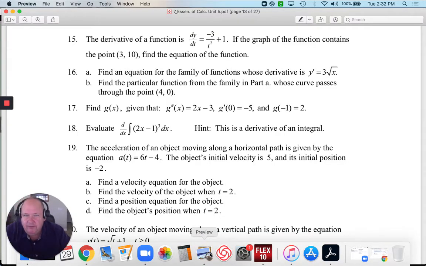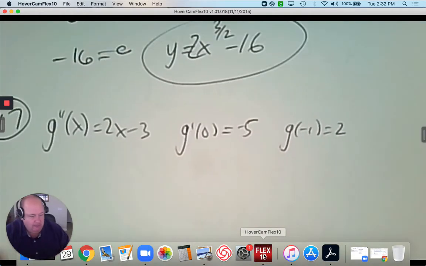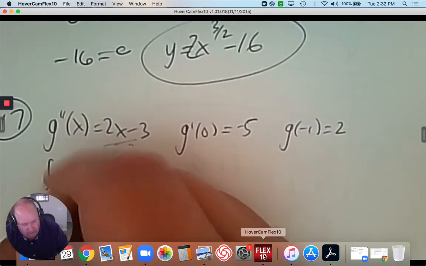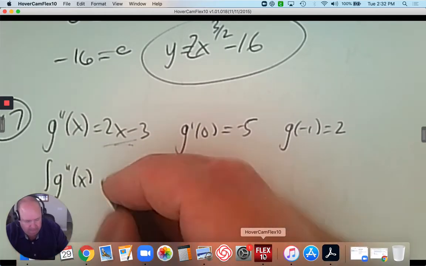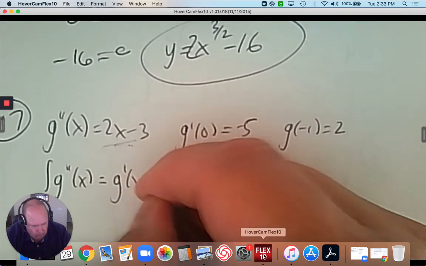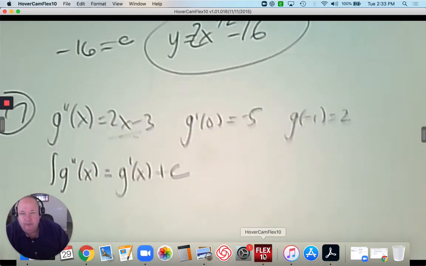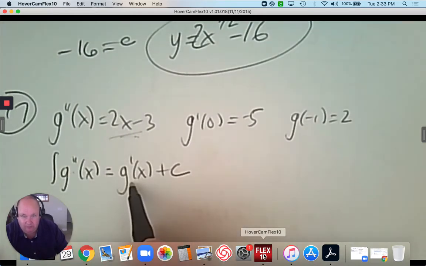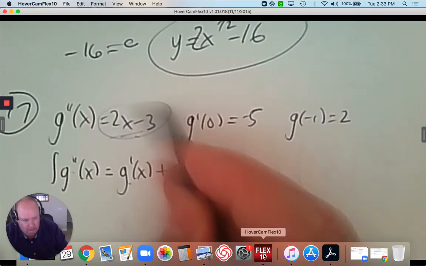Number 17, you're given the second derivative, 2x subtract 3. You're given the first derivative at 0 equals negative 5, and the function at negative 1 equals 2. Can you work backwards with the given information? So I'm starting here. If I integrate the second derivative, it's equal to the first derivative plus a constant. So that's what I'm going to do.